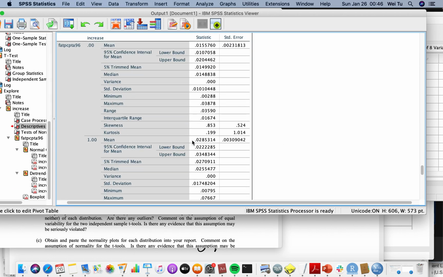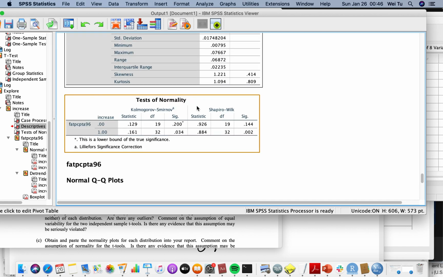So in the descriptive table, we see that for the yes group, the mean is almost double that of the no group.